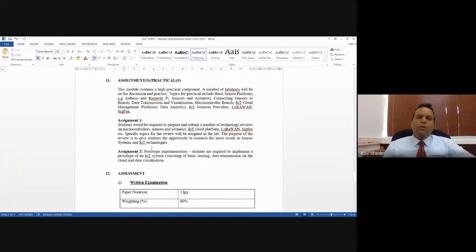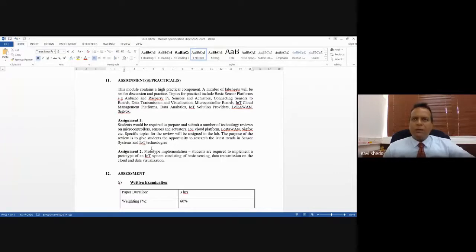A number of lab sheets will be given to you. So there will be 2 types of lab work, if you want. One type of lab work will be to perform technology reviews. Since this topic may be new to you, and there are so many things happening in this area, I will give you some lab assignments where you need to conduct reviews on specific technologies.